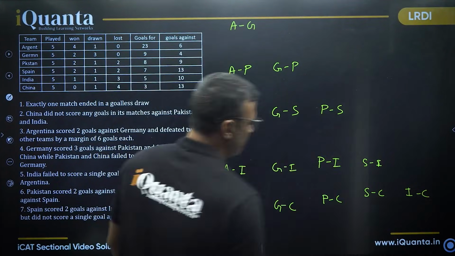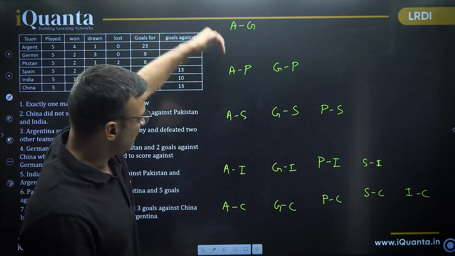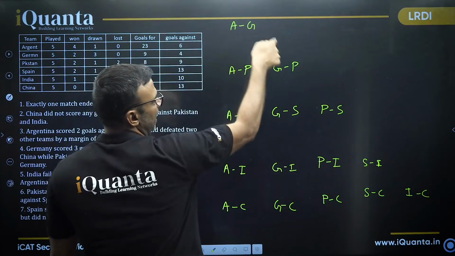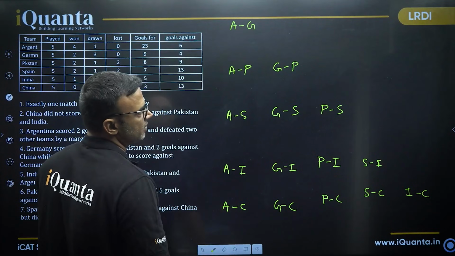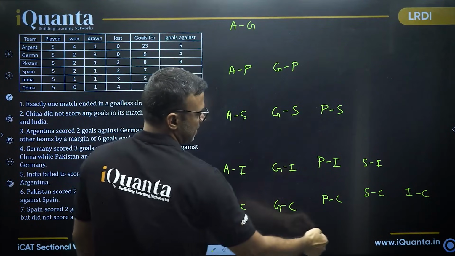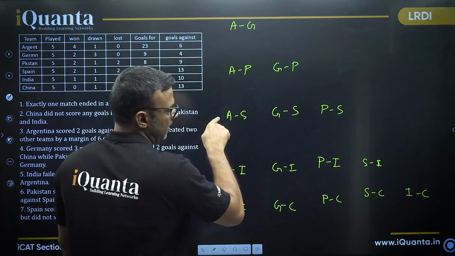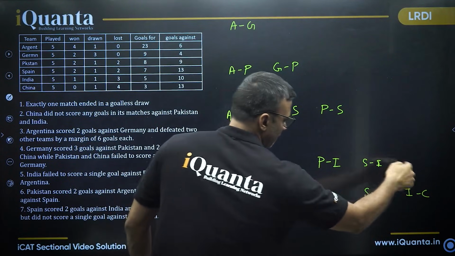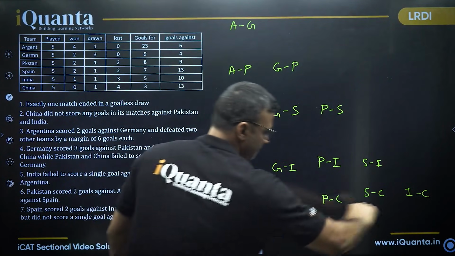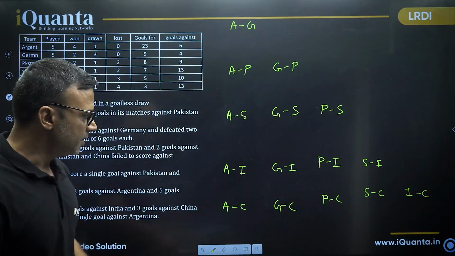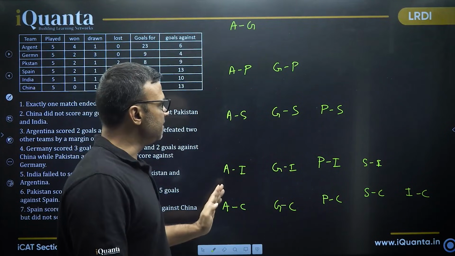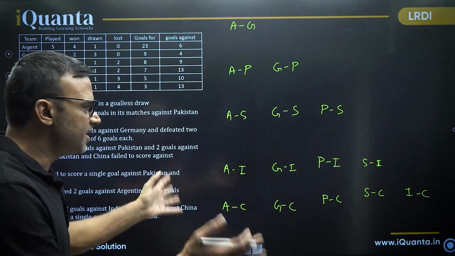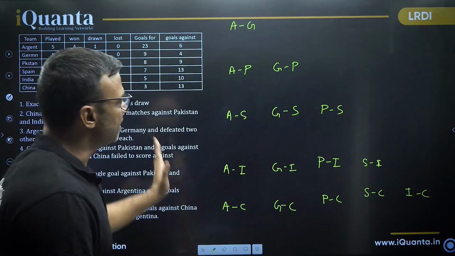So if you want to find all the matches of Argentina, you find them here. All the matches of Germany, here and then here. Matches of Pakistan, here. Spain here. India here. And all the matches of China here. That's how I have it. So the first team is a vertical arrangement, the second team horizontal, and then vertical, and so on. But that is just a way of writing it. You can keep this in mind so that you can create it.